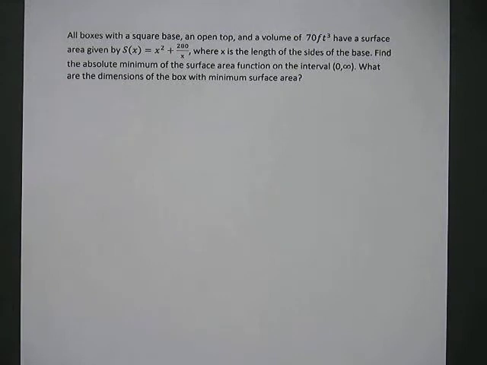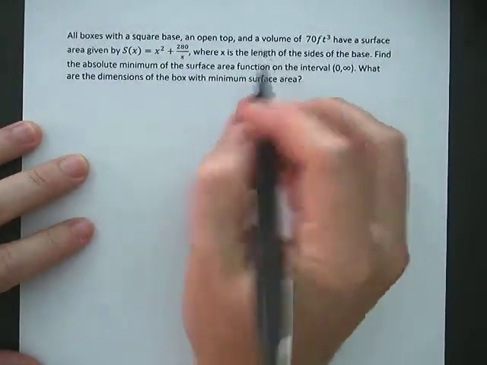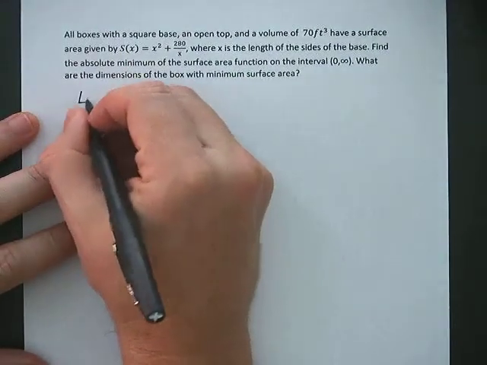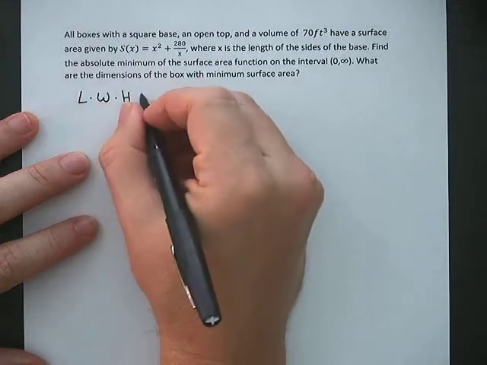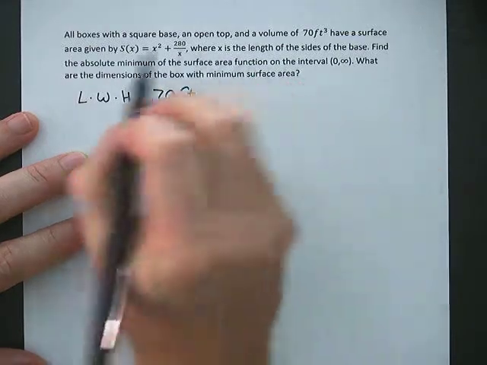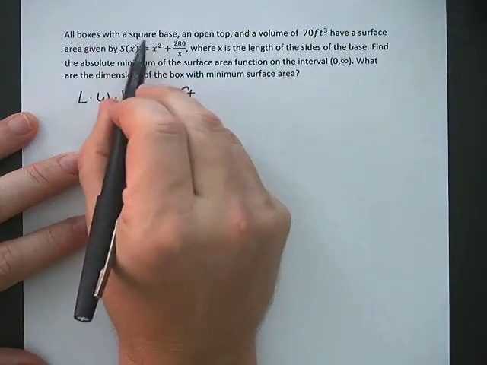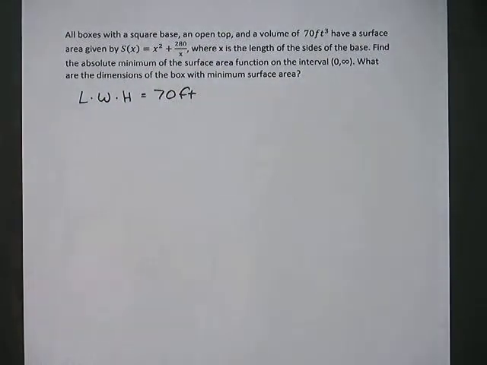Okay, so first of all, we're given the volume. Let's think about the volume of a box. The volume of a box would be length times width times height, right? And that's going to be equal to 70 feet. Given that it's a square base, the length and the width are going to be the same, so let's call them x.